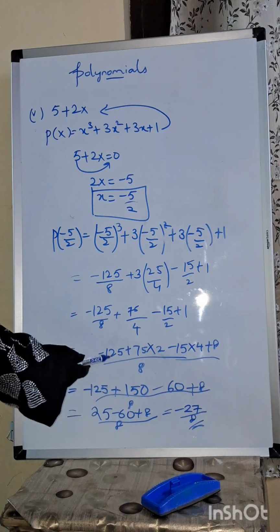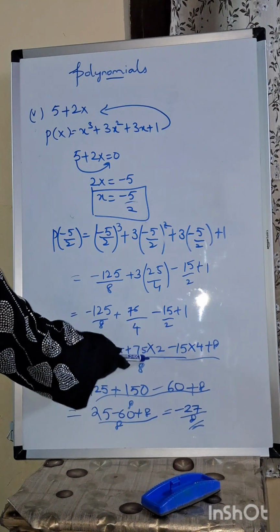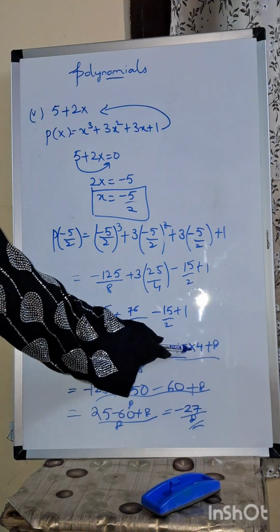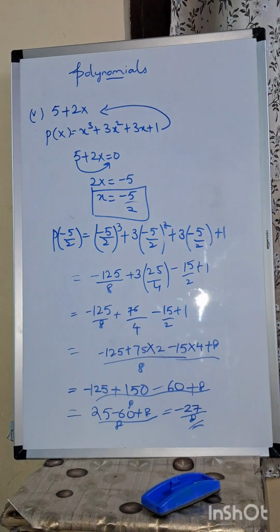125 by 8 means 1s are, right? So minus 125 plus 75, 4 2s are how much? 8. So that's why into 2. Minus 15, 2 4s are 8. That's why into 4. Plus 1, 8 1s are 8. So minus 125 plus 75 2s are 150, minus 15 4s are 60 plus 8. So minus 125 plus 150 is 25. 25 minus 60 plus 8. 25 plus 8, 33. 33 minus 60 is nothing but minus 27. So minus 27 by 8 is nothing but your answer. Okay.